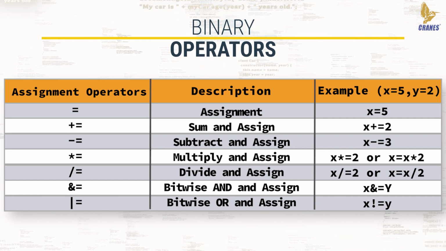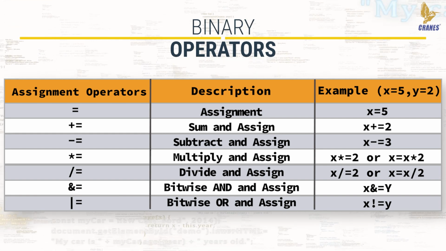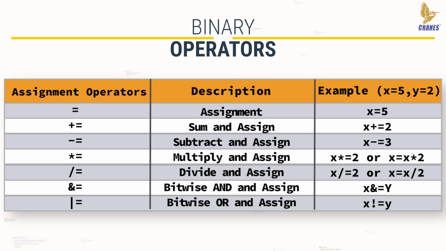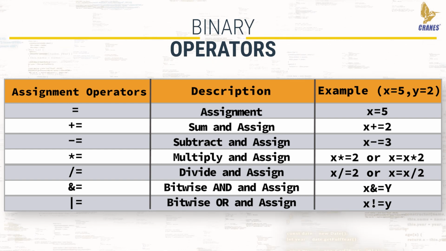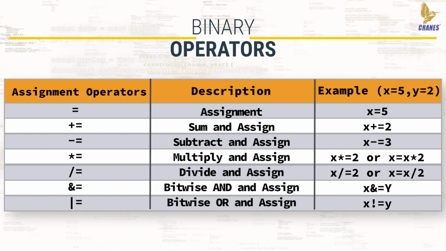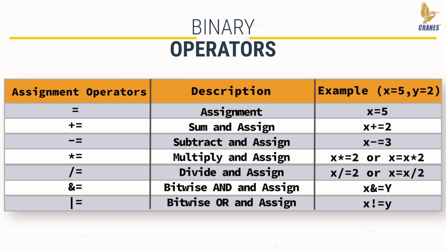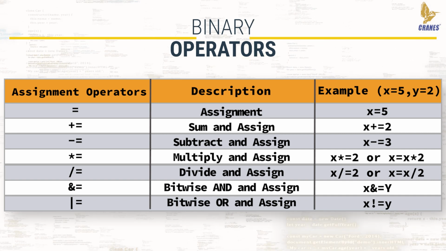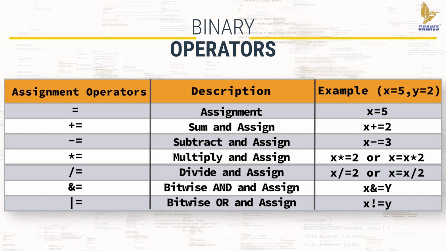Next is sum and assign. That is, x plus equal to 2 means the number 2 is added to the value of x. Subtract and assign, that means subtracting the number 3 from the value of x. Then multiply and assign operator, which multiplies 2 with the value of x. The divide and assign operator is used to divide. For example, the value of x is divided by 2.